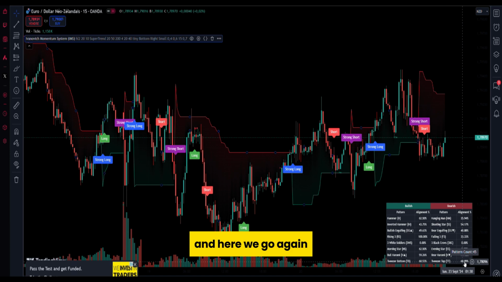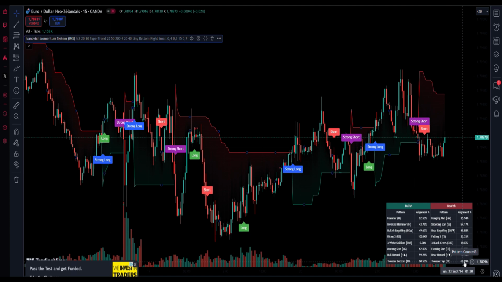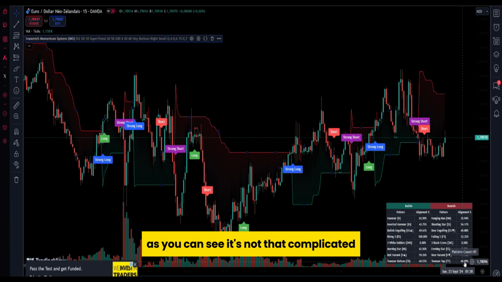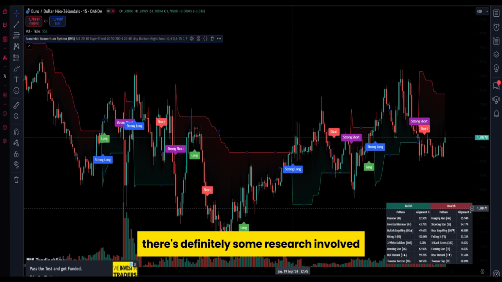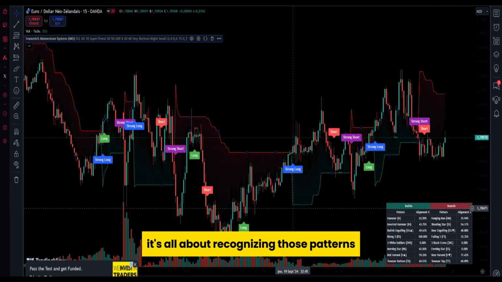And here we go again. Almost 70% success with 45 occurrences. So, I'm going to note that one too. Next time I see that pattern on the chart, I'm taking the trade. As you can see, it's not that complicated. There's definitely some research involved. You've got to note which patterns work, and then you can open buy or sell positions accordingly. It's all about recognizing those patterns when they show up on your chart.